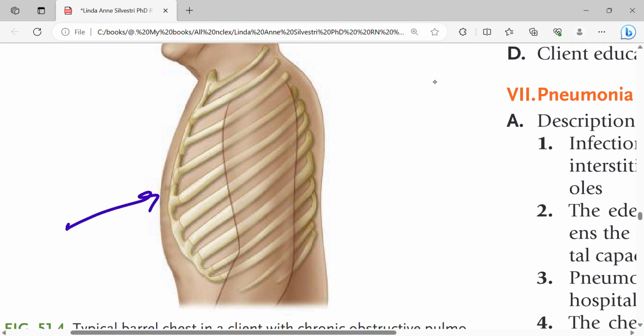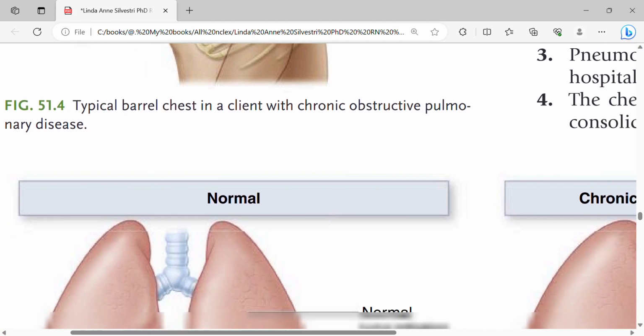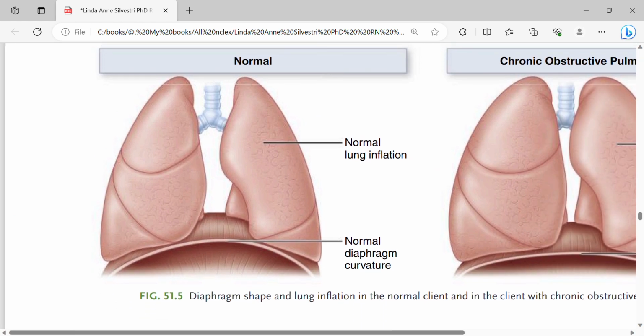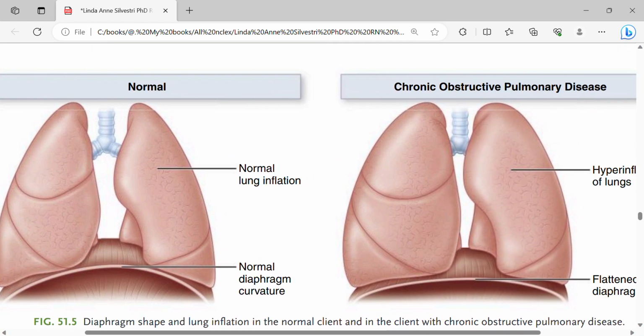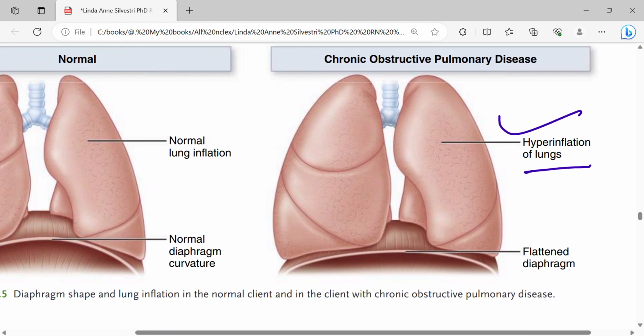So this is the barrel chest. Okay, this is a barrel chest. We can see it in COPD, we can see it in emphysema. So this is a normal lung, and this is a chronic obstructive lung. This is a hyperinflation of the lung, with a flattened diaphragm.